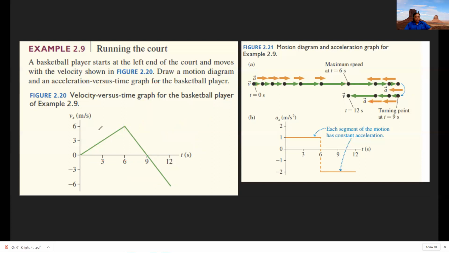is having a constant slope. So constant, it is horizontal. So this is positive, so there, positive 1. So you know how to get the slope of this. And here it's negative, so here, negative slope. So this is the acceleration time graph from the velocity, and the velocity from the motion diagram.